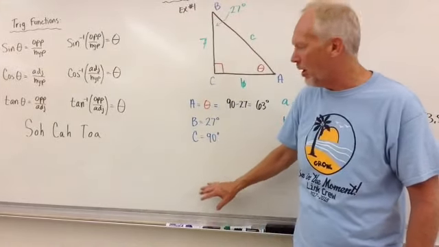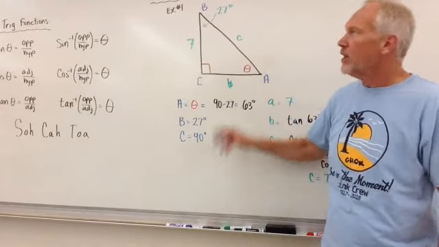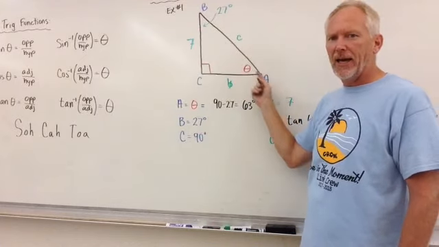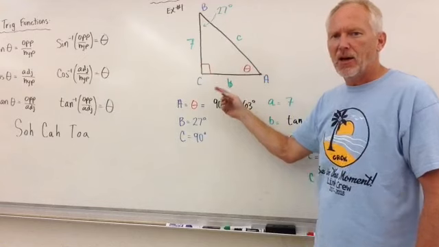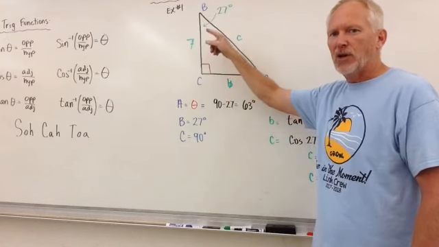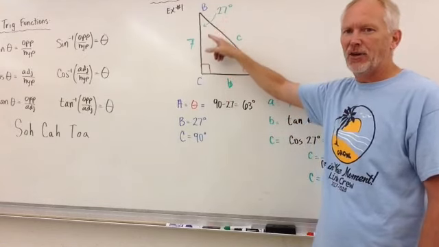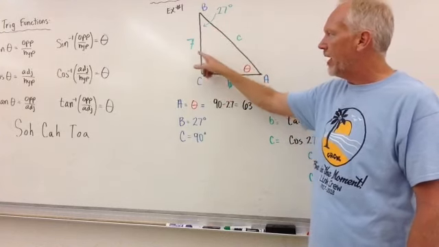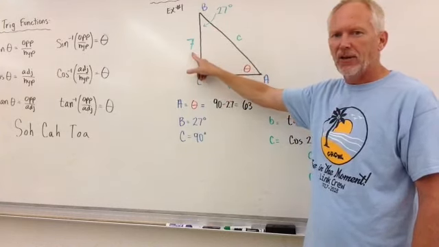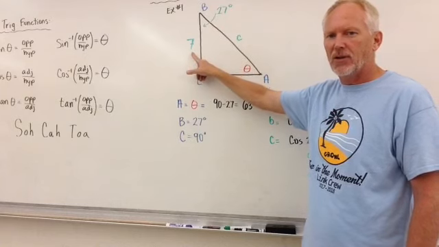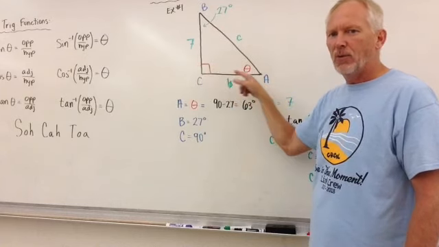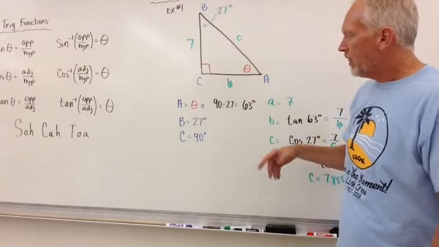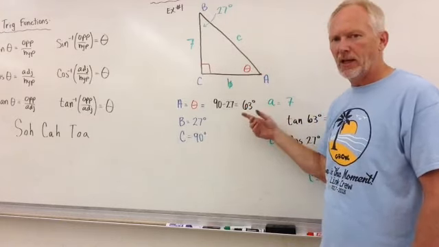Okay, example number 1. Here we go. Solve the right triangle. Well, they gave us triangle A, B, and C with angle measure B of 27 degrees and side length of 7. Little side A is 7, and we don't know this angle theta here. So what we've done is we've labeled the things that we need.